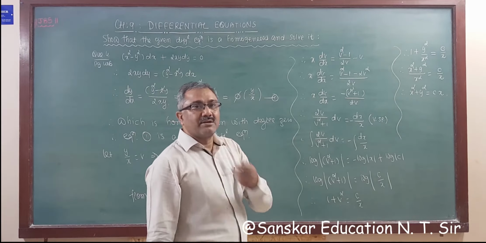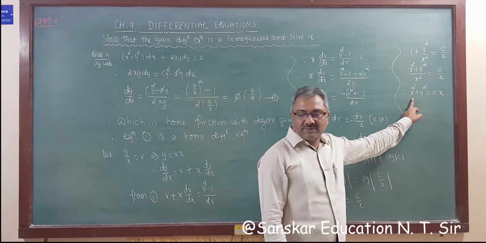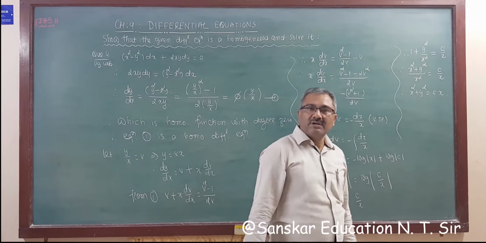So this is your general solution. x square plus y square is equal to cx, which is your general solution.